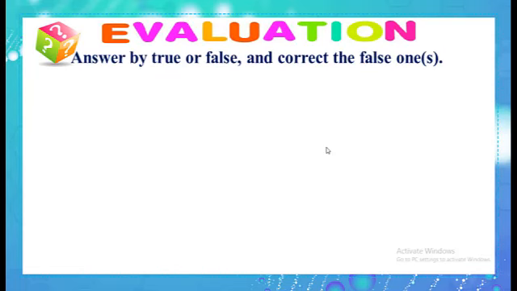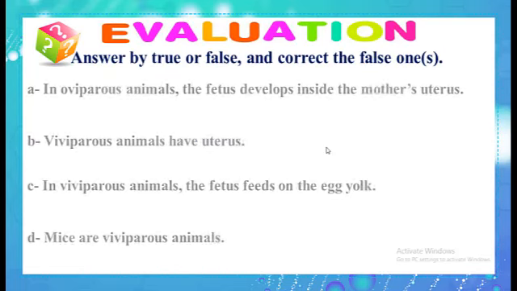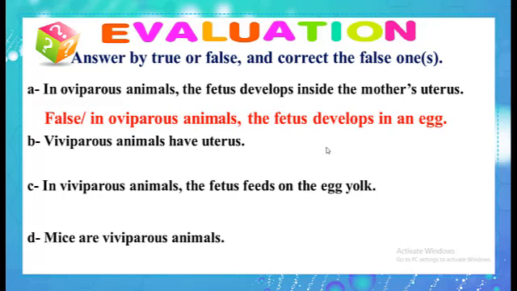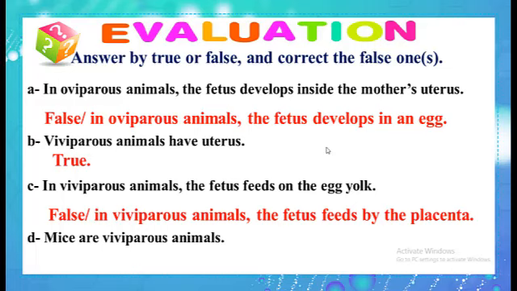Evaluation. Answer by true or false and correct the false ones. In oviparous animals, the fetus develops inside the mother's uterus. Yes, it's false. In oviparous animals, the fetus develops in an egg. Viviparous animals have uterus. Yes, it's true. In viviparous animals, the fetus feeds on the egg yolk. Unfortunately, it's false because in the viviparous animals, the fetus feeds by the placenta. Mice are viviparous animals. Yes, it's true.